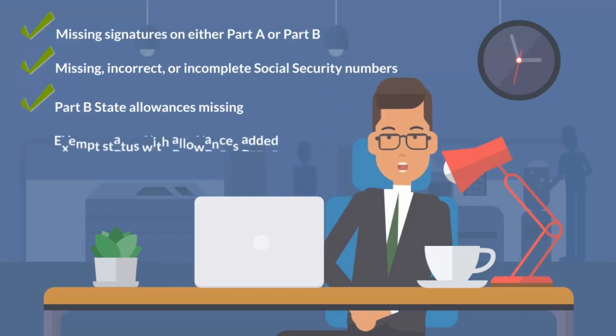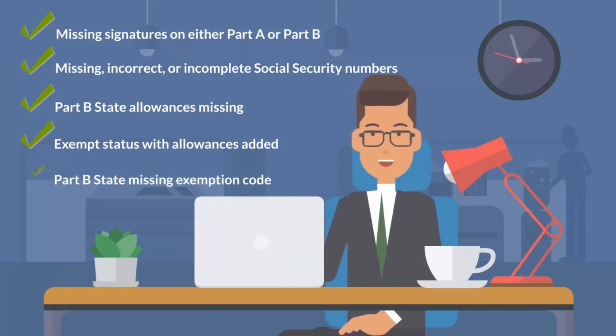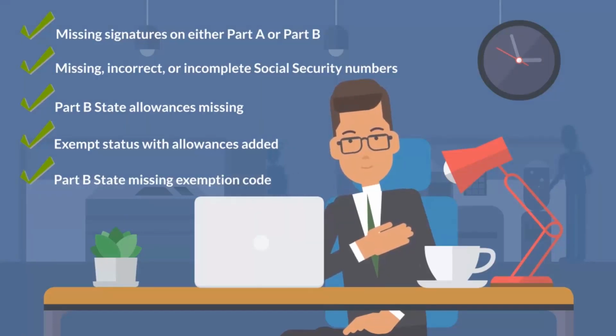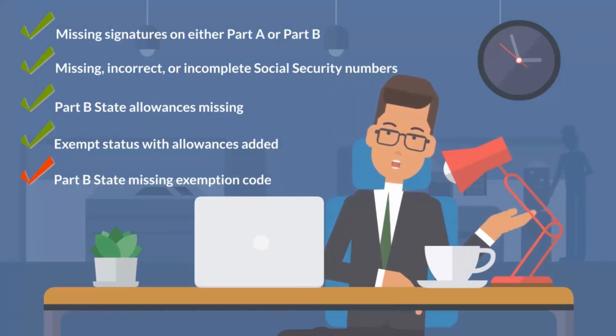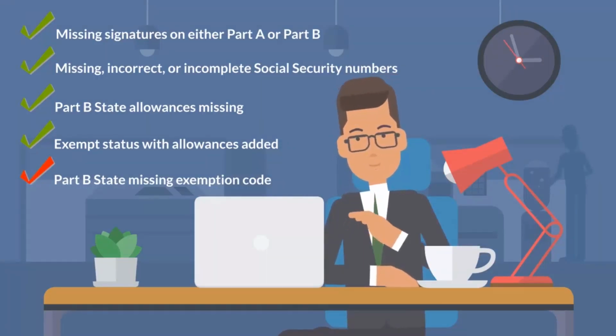If you are filing exempt for Part B, please do not add any allowances in the allowances section or select a filing status in Part B. This creates conflicting information and will further delay the processing of your withholding information. Finally, when filing exempt, it is important to include the exemption code. You must include an exemption code or the exemption will be deemed invalid.